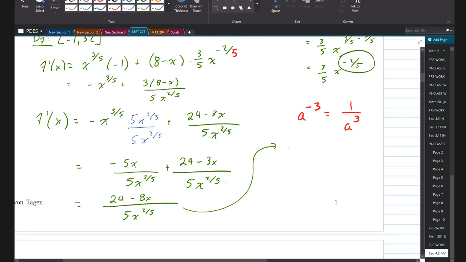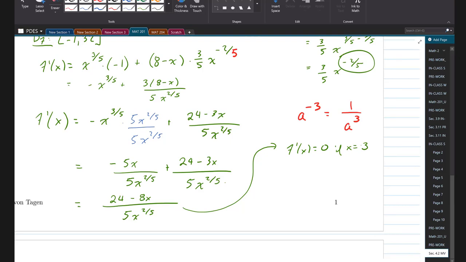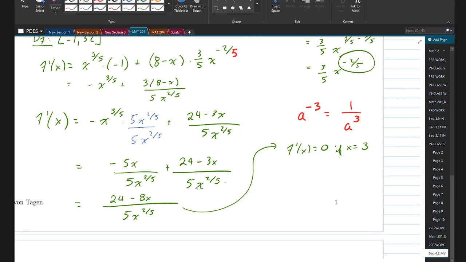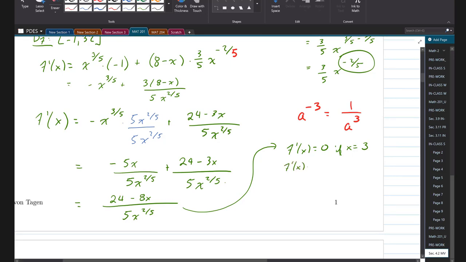And so now we're ready to answer the question, when is f prime of x equal to 0? It's equal to 0 if x equals 3. Does everyone see where I got that 3 from? If you don't, stop me. What's written before x equals 3? If. Great. And then f prime of x is undefined if x equals 0.